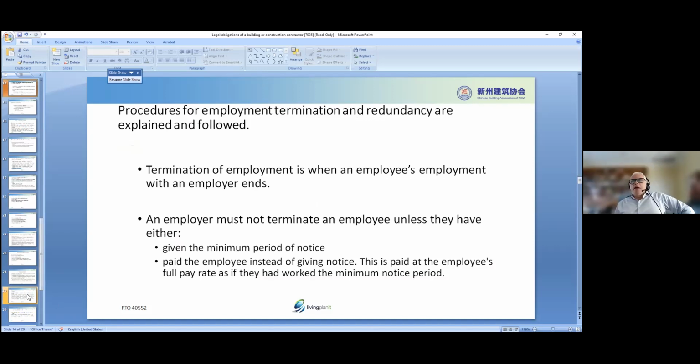Okay. Now, another very important part is that the procedures we have for employment termination and redundancy are explained and followed. Okay, so termination of employment, that happens one way or the other. Either the employer says, sorry, I can't use you anymore, or the employee says, sorry, boss, but I found a better paying job. Okay. But if an employer decides to terminate someone, they have to have reasons.